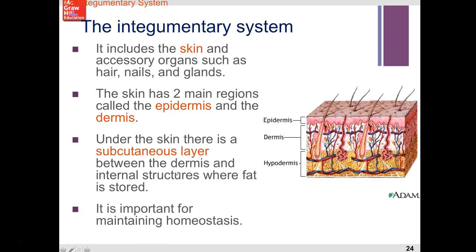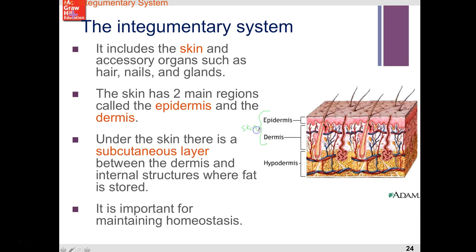So that brings us to our integumentary system. Your integumentary system includes your skin as well as accessory glands or accessory organs like your hair, nails, and other glands that we'll discuss in the coming slides. And there are two major regions of our skin, and that's going to be your epidermis and your dermis. So just these two right here are a part of your skin.